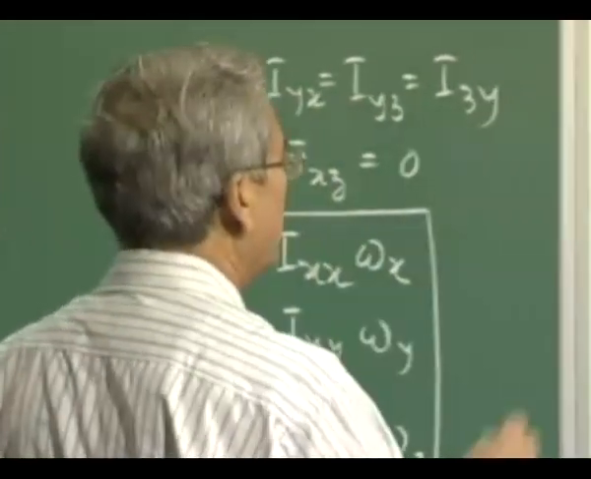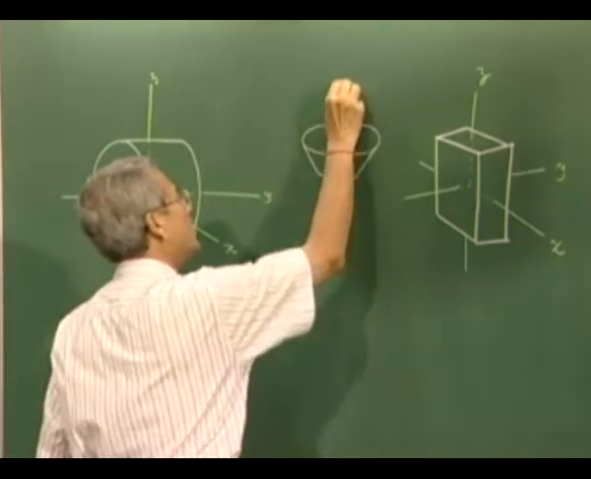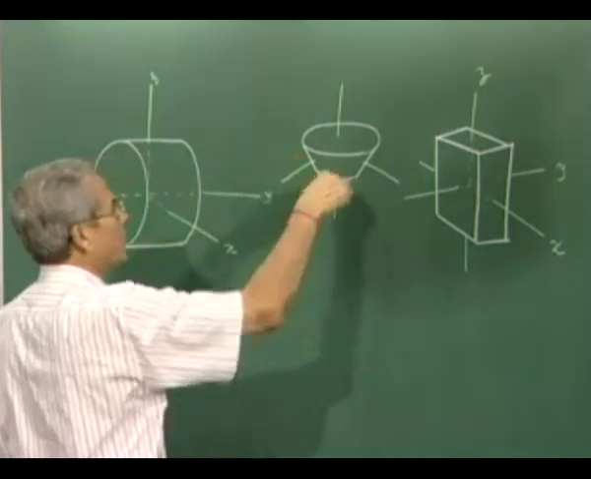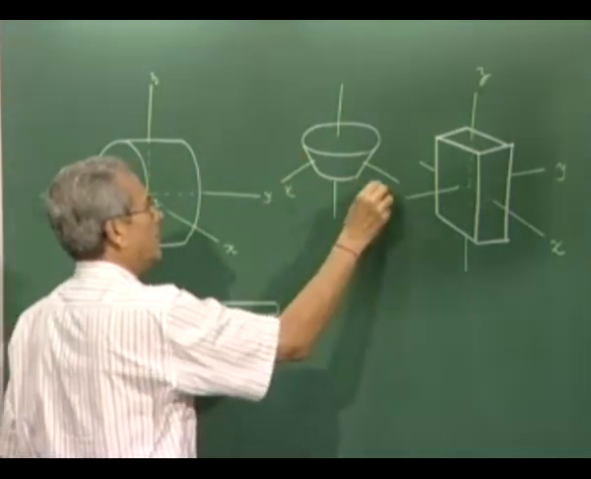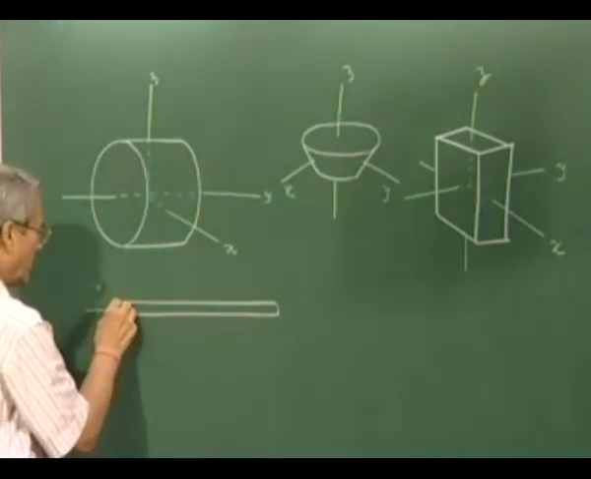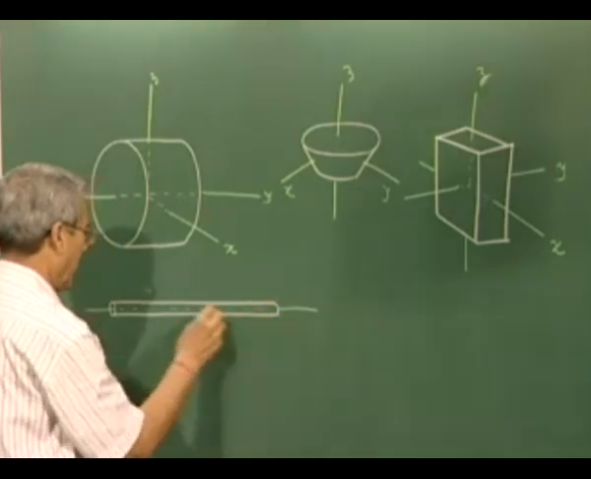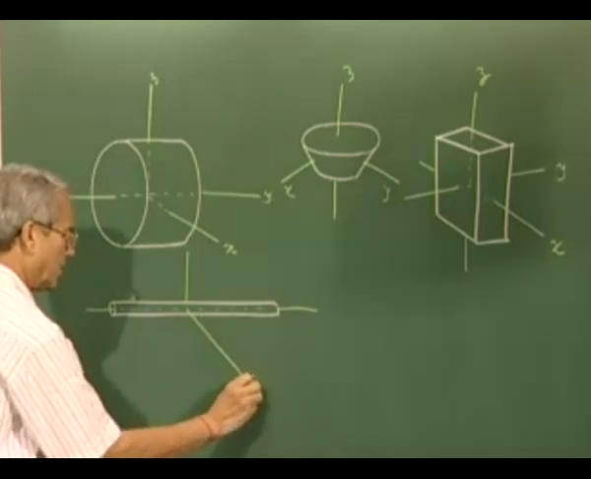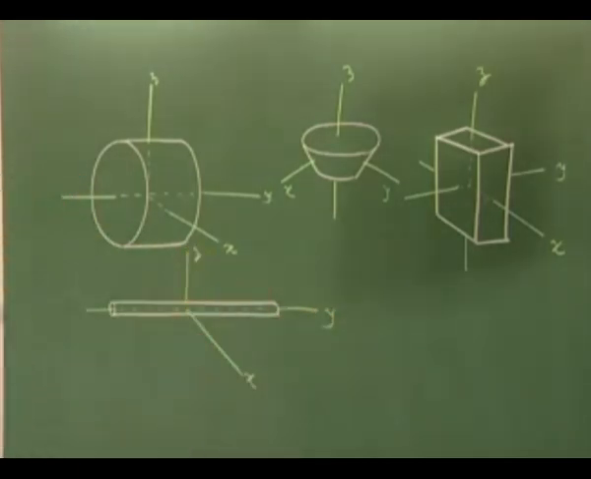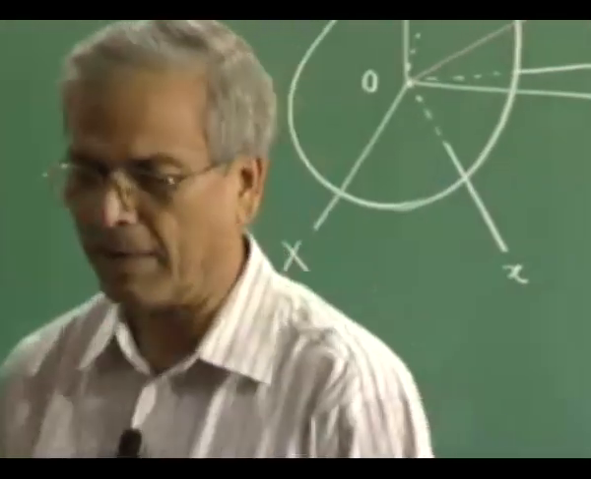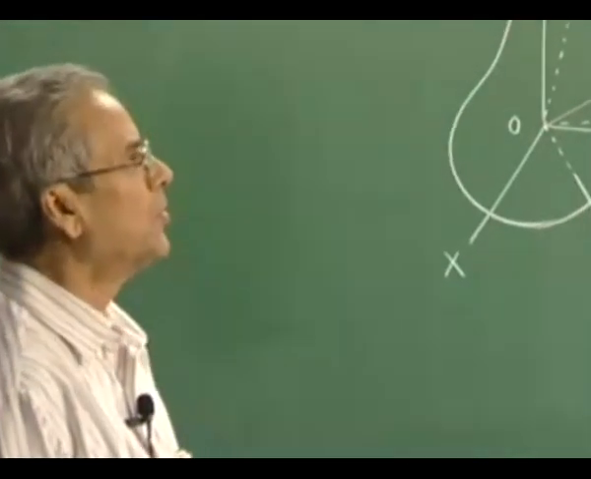Similarly, you will find that in this case again it's an axisymmetric body, so this will be one principal axis, and then any two mutually perpendicular lines, because of this circular symmetry, can be principal axes. In the case of a rod-like object, again this is one axis of symmetry, and then any two mutually perpendicular lines can be chosen as principal axes. So except in rare situations where the bodies don't have any degree of symmetry, we can find the principal axes by observation.